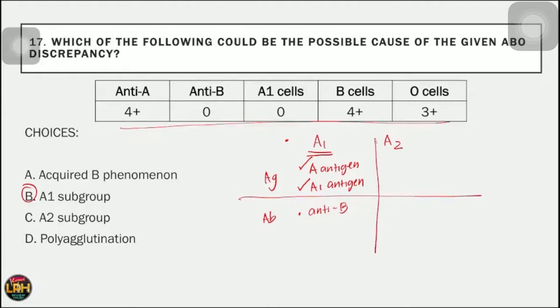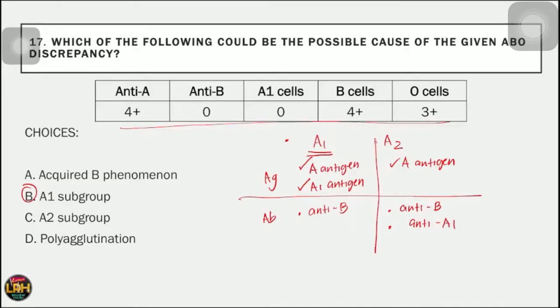For A2 cells, A2 is not really a unique antigen. It is thought to be simply an A antigen with no A1 antigen. So meron lang po siyang A antigen. Since wala siyang A1 antigen, it is known to produce anti-A1. So, bukod dun sa anti-B, we also observe presence of anti-A1.